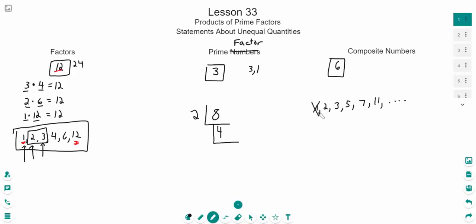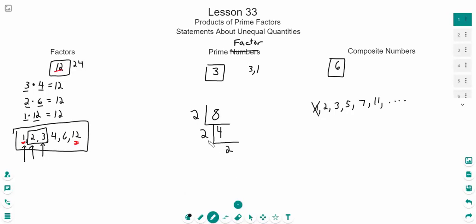Now we're going to divide this one out, right? And we're going to look again. So again, starting with our smallest prime number available, it's going to be a 2. So can a 2 go into this? Is it a factor of 4? Absolutely it is. And how many times can 2 go into 4? 2 times, right? And then we end up with 2, which actually is a prime number, right?